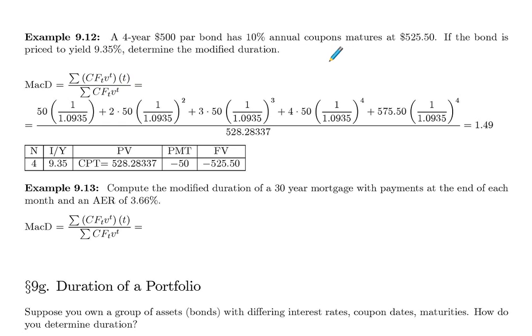Okay, so what happens with this bond? Well, that's a 4-year bond. So we've got cash flows at time 1, 2, 3, and 4. And it's $500 with 10% annual coupons, so that's going to be cash flows of 50 here at times 1, 2, and 3. And then at time 4 we've got a cash flow of 50, and then also the 525.50, which is the redemption value.